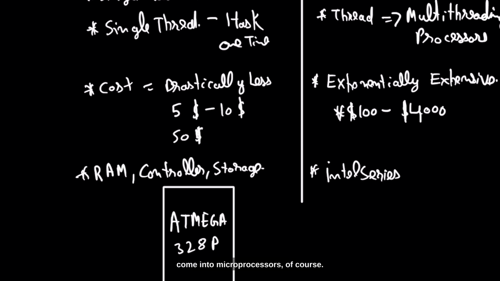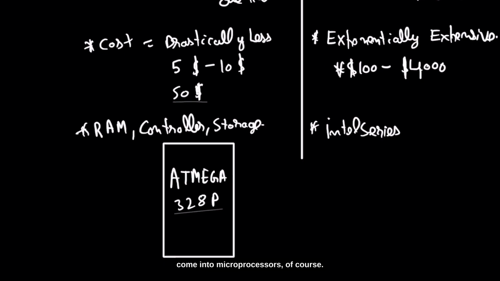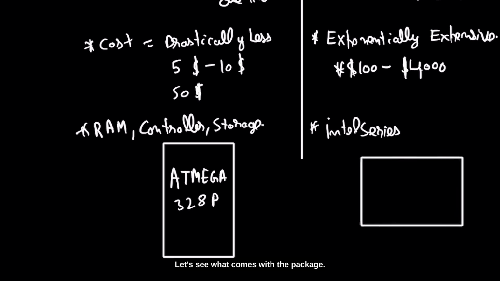So Intel series come into microprocessors, of course. And what comes with the package? Let's see what comes with the package. In the package, we just have the controller. We need to have a separate RAM, which is going to be external.